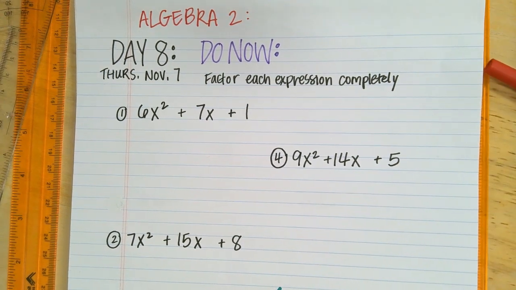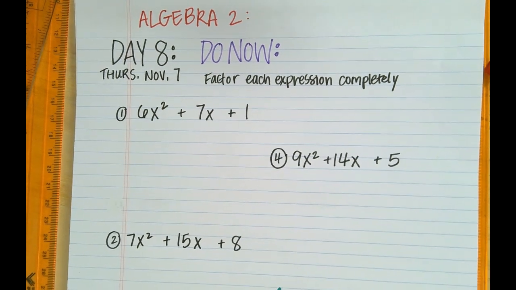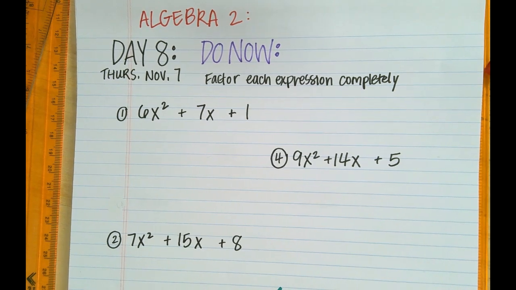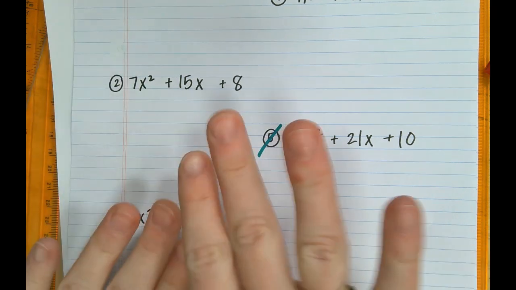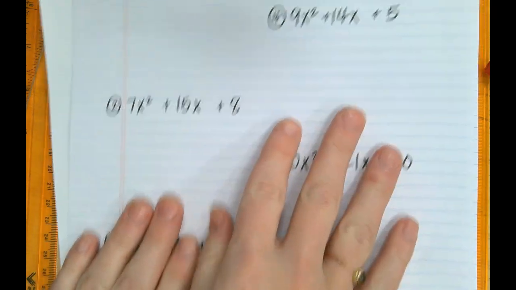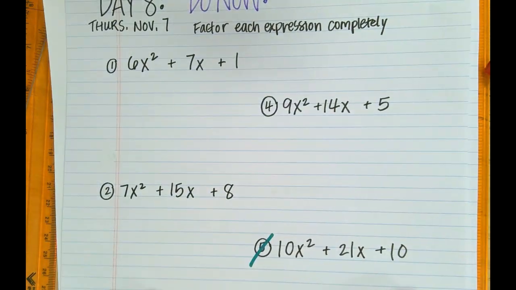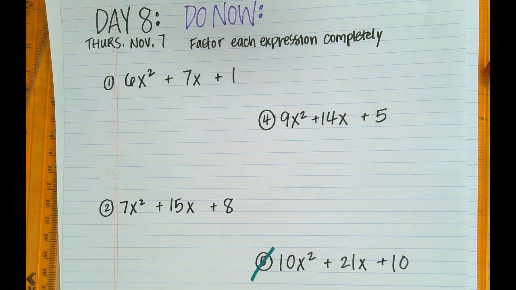Okay, guys, let's look at our do now. We figured out while we were doing these that we can't factor number 3 or number 5 just yet, so cross them out. We're not going to worry about those today. Let's just worry about 1, 2, and 4.